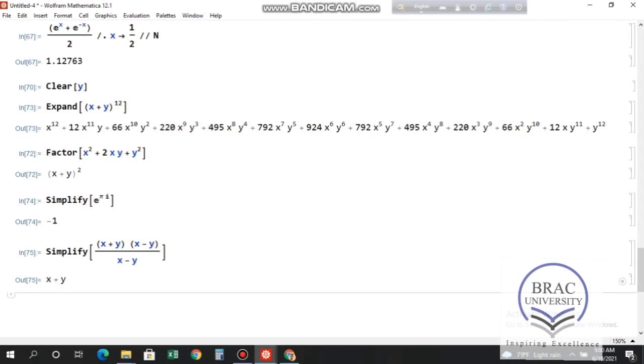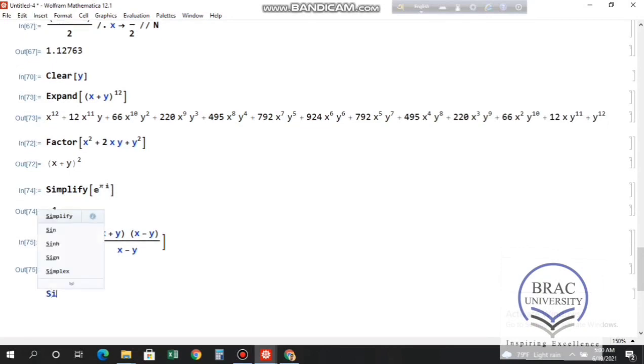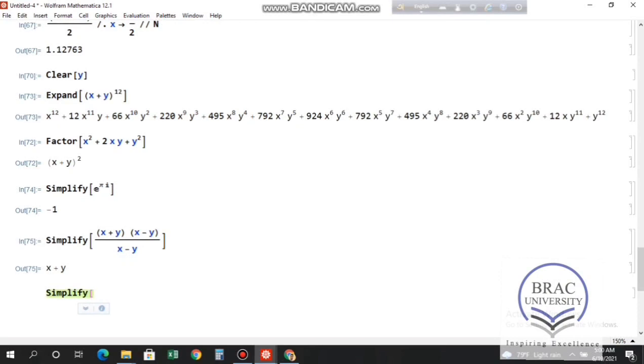Now let's take a trigonometric expression inside the simplify function. So let's just write sine square x plus cos square x. You cannot write sine square x in Mathematica. You have to write sine x whole square. There is no command like sine square in Mathematica, so always give the power at the end of the sine x. So sine square x plus cos square x, and you should get 1 here.